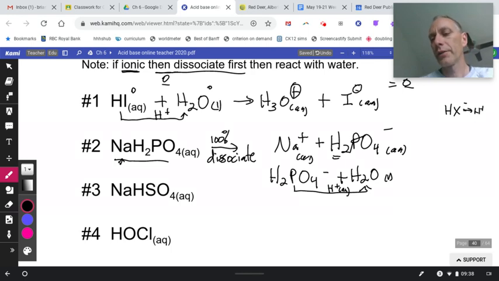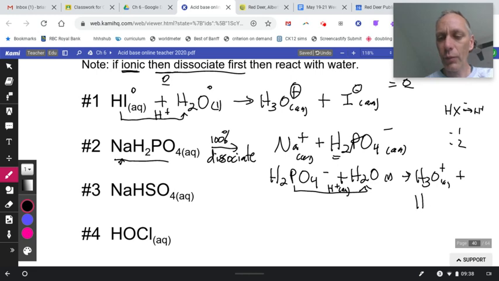So if it lost a positive charge and it was already -1 and it lost another positive, it becomes -2. So what's left over here after we make our hydronium is it's lost an H. So we're down to H1. It was H2, so now it's H1. PO4, and it was -1 and it's lost a plus.